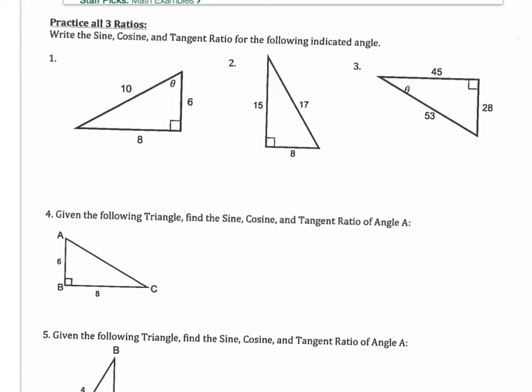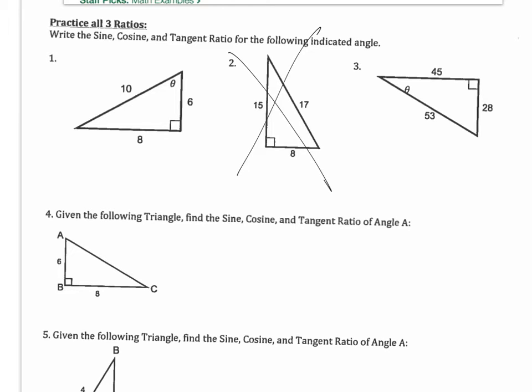Everybody. So we started talking about sine, cosine, and tangent ratios. And today we're going to keep practicing and then we're going to actually start solving. So I want you to go ahead and write the sine ratio, cosine ratio, and tangent ratio for number 1 and number 3 on this piece of paper. Obviously we can't do number 2 because I have no reference angle. So I'm just going to put an X through number 2.